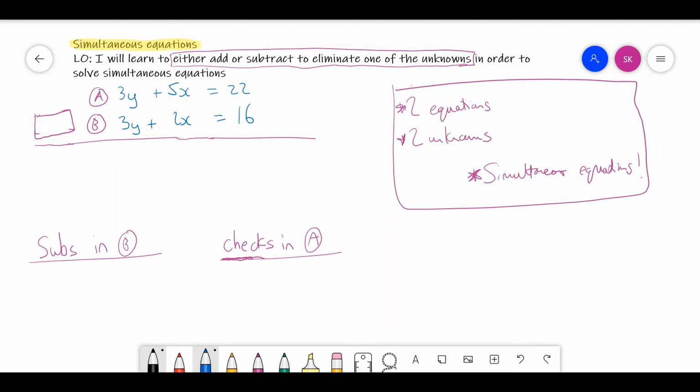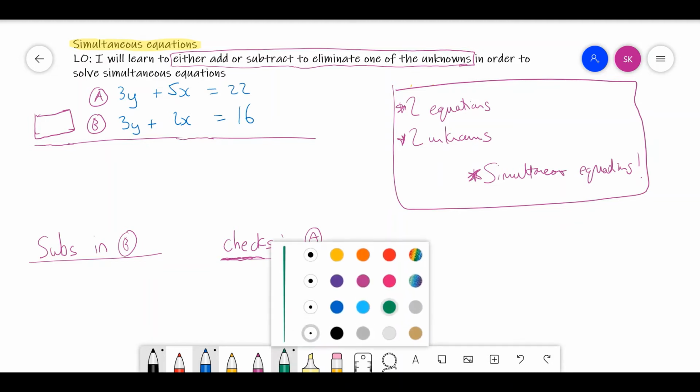The strategy is already written in purple pen on the screen. I want you to pause the video now and have a go at this on your own in your book. Press play when you're ready for me to go through it. All right, so let's do the working out in green.